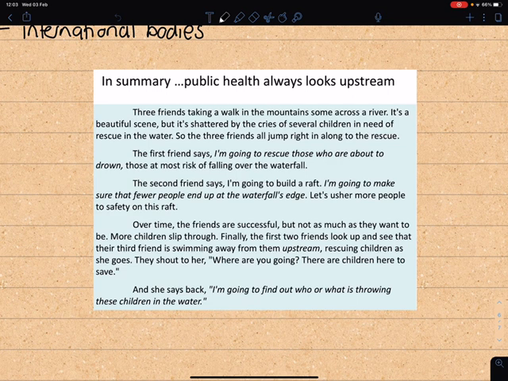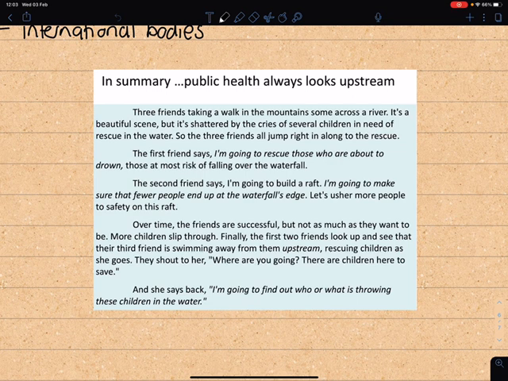Over time, the friends are successful, but not as much as they want to be. More children slip through. Finally, the first 2 friends look up and see that their third friend is swimming away from them upstream, rescuing children as she goes. They shout at her, "Where are you going? There are children here to save." And she says back, "I'm going to find out who or what is throwing these children in the water."